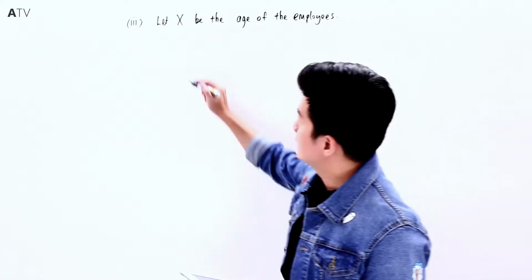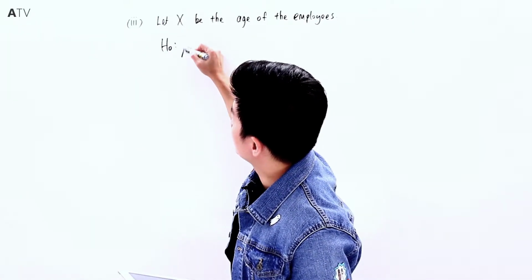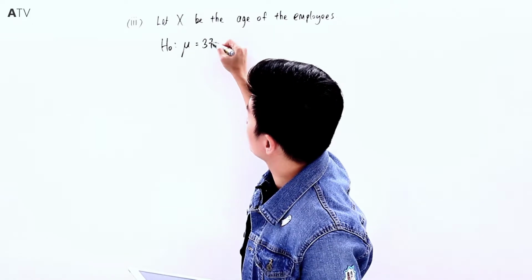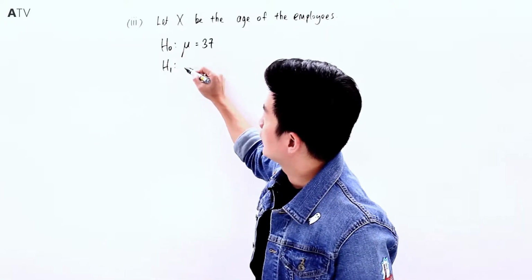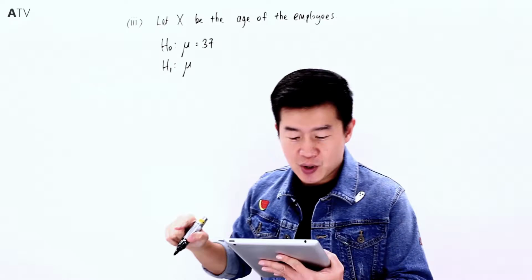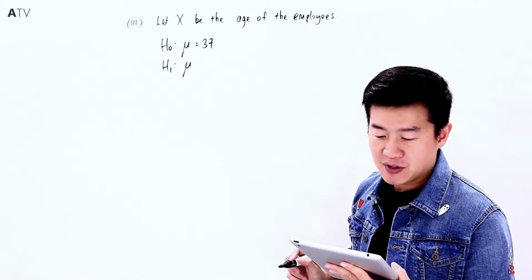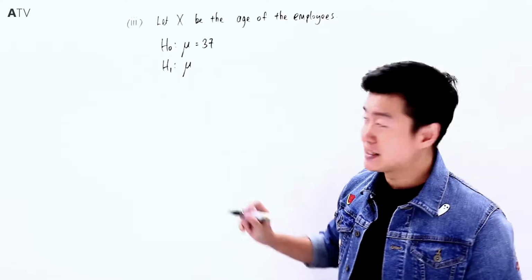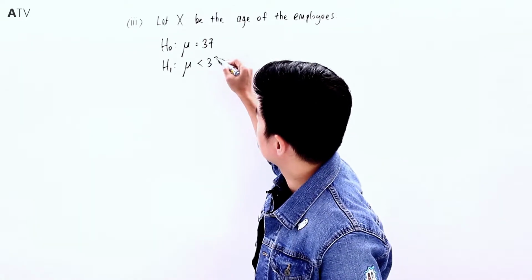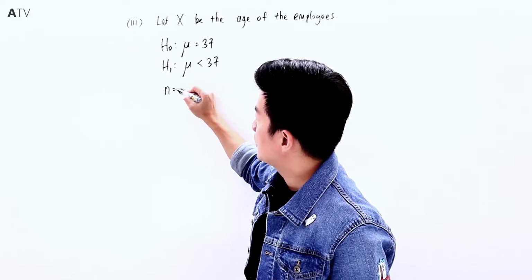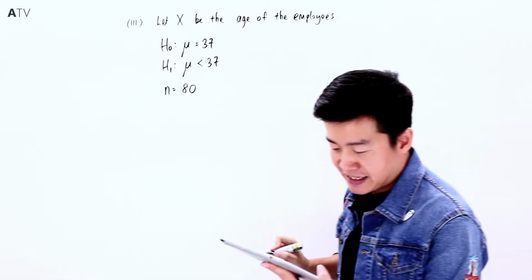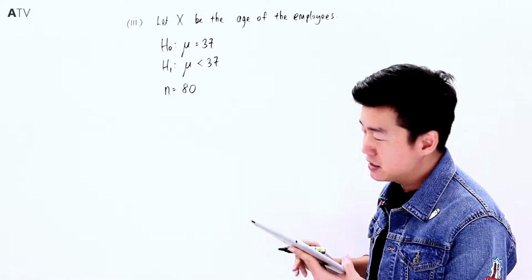For the null hypothesis, H0, we are going to let the population mean be equal to 37. As for the alternative hypothesis, according to the question, the managing director believes that the mean age of the employees is now less than 37. So less than 37. A sample is carried out for 80 people, so n is equal to 80.